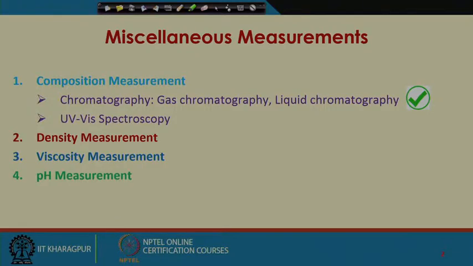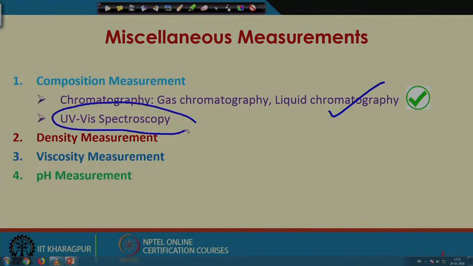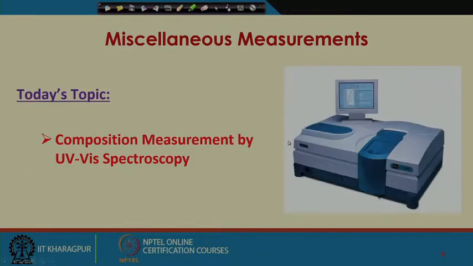So, we have talked about the gas chromatography and liquid chromatography, and today we will talk about UV-vis spectroscopy or ultraviolet visible spectroscopy. So, today's topic is composition measurement by UV-vis spectroscopy, and on the screen you see how a UV-vis spectrophotometer looks like.